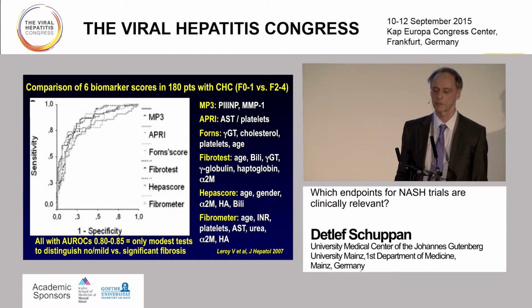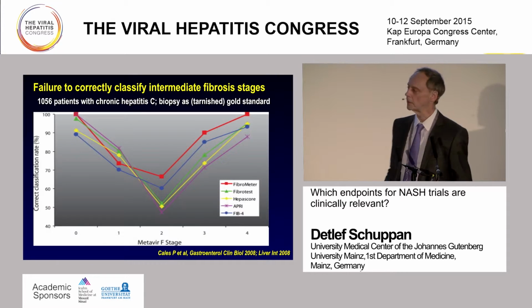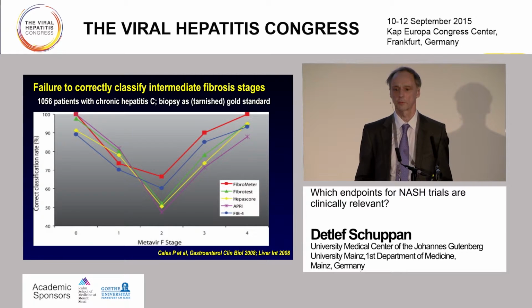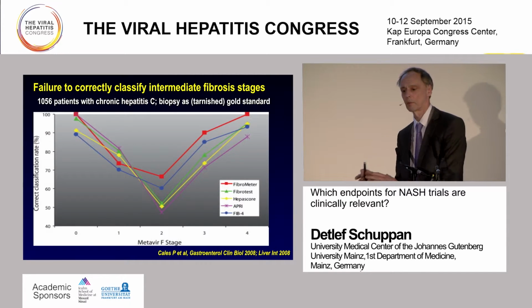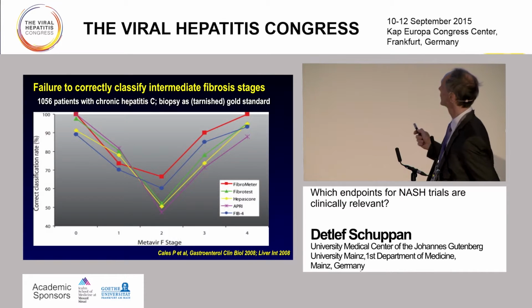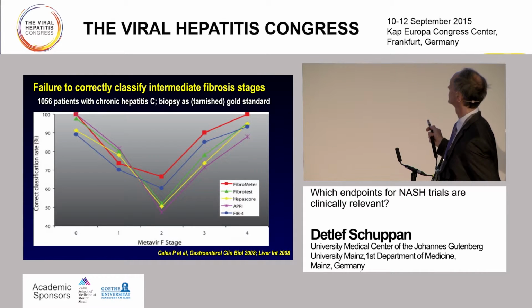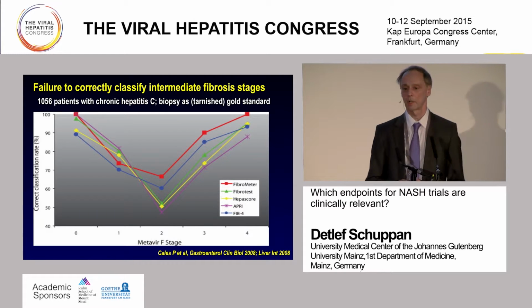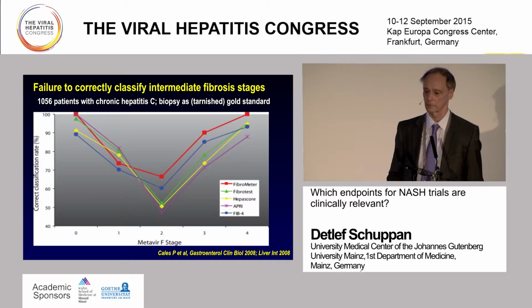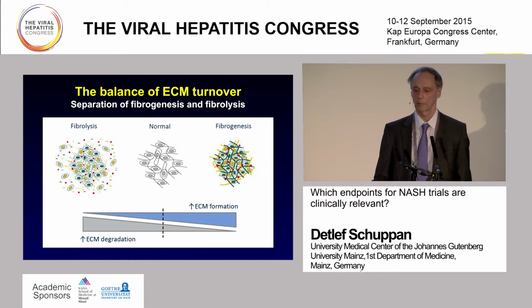crude differentiation. And one of the problems is also that intermediate stages of fibrosis around F2 are very difficult to predict from the lower and the higher stages, F1 and F3. So the predictive accuracy is lowest around F2, is very high when there's no fibrosis, and is quite good also in terms of cirrhosis. So what about novel markers?